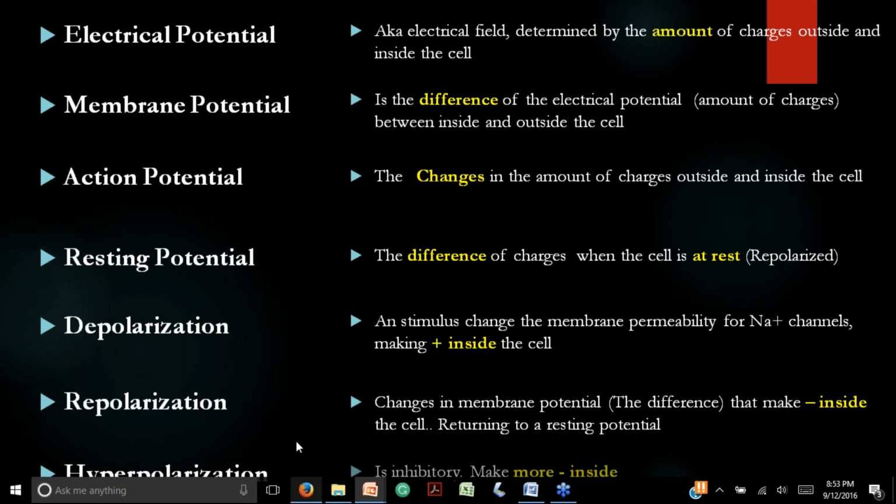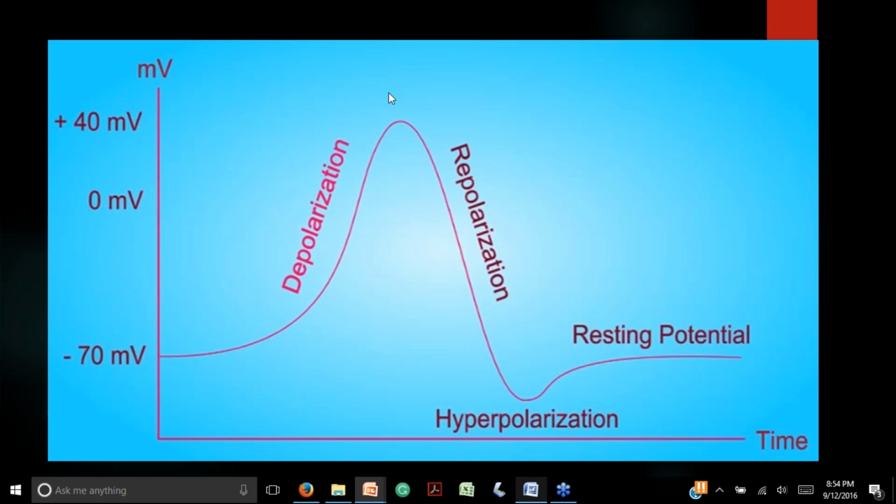And we have the hyperpolarization, that is making the inside of the cell more and more negative. So action potential is important to remember. The action potential is going to lead into the depolarization and then go into the repolarization. Membrane potential is just the difference. There is no action there. It's a difference between outside and inside the cell.